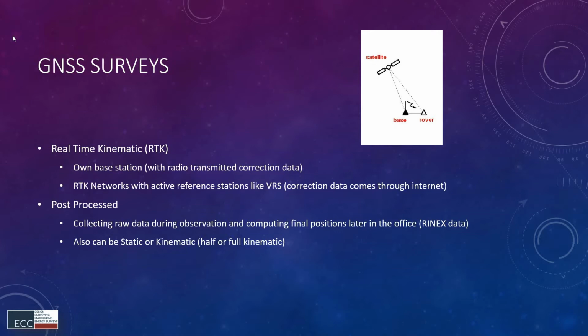With VRS, the correction data is generated based on the surrounding permanent active control stations. They generate a virtual, non-existing reference point nearby you, and those correction data are sent to your logger. That's VRS. When you connect to VRS, that's what happens.